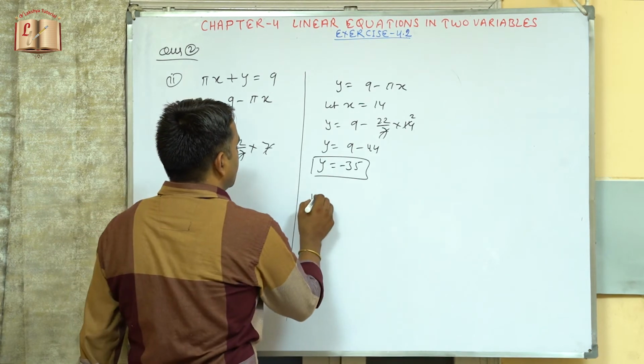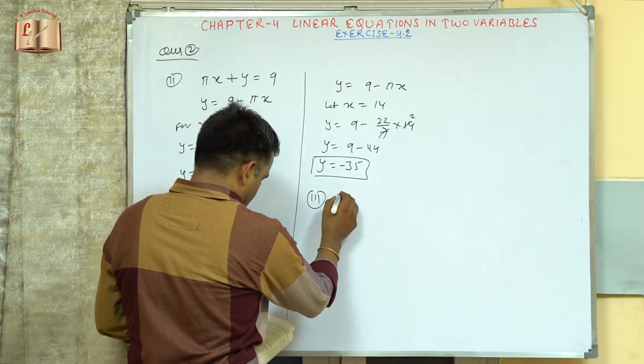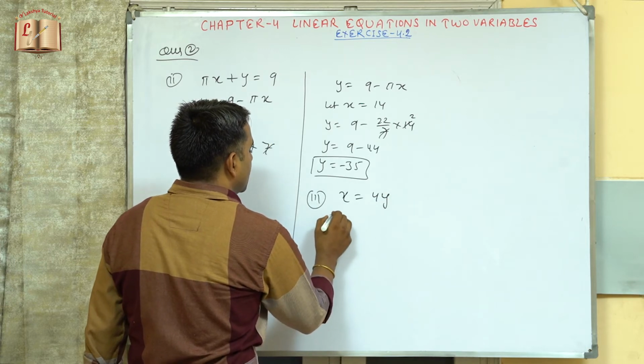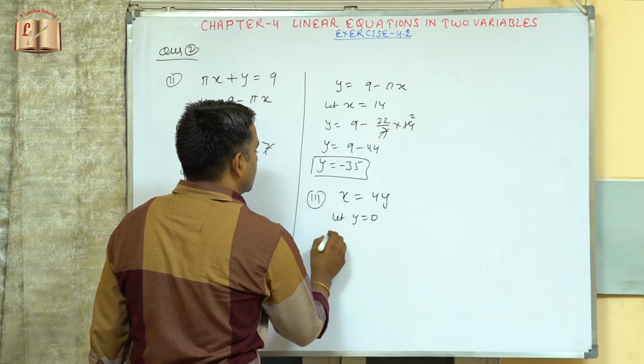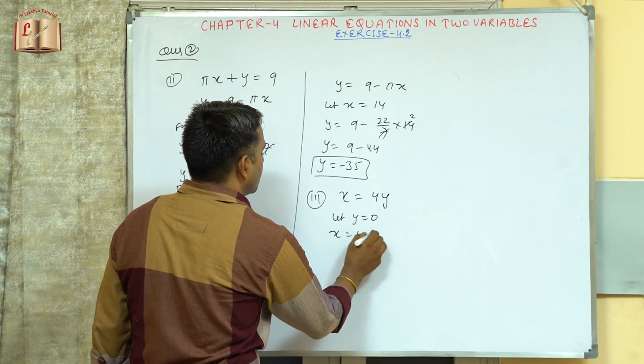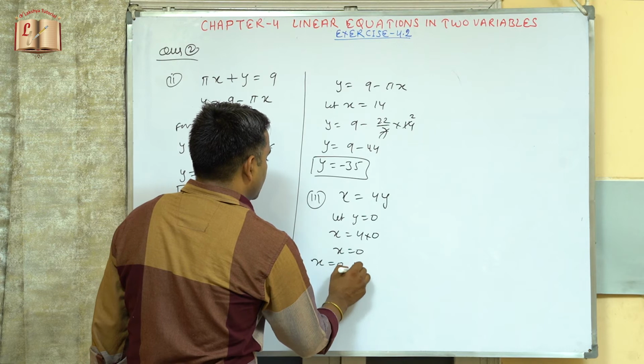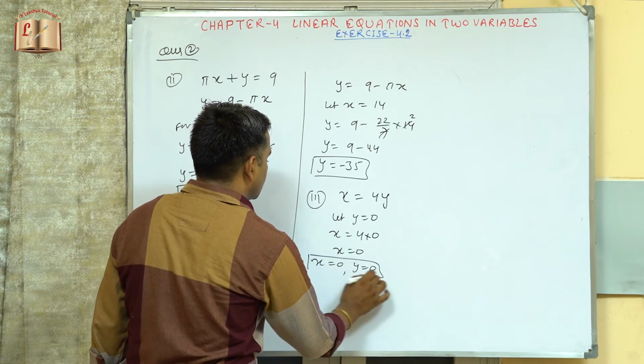Now coming to the third question. This is given x equals 4y. So let y equal 0. So x will be 4 into 0, so x will be 0. So x is 0 and y is 0.